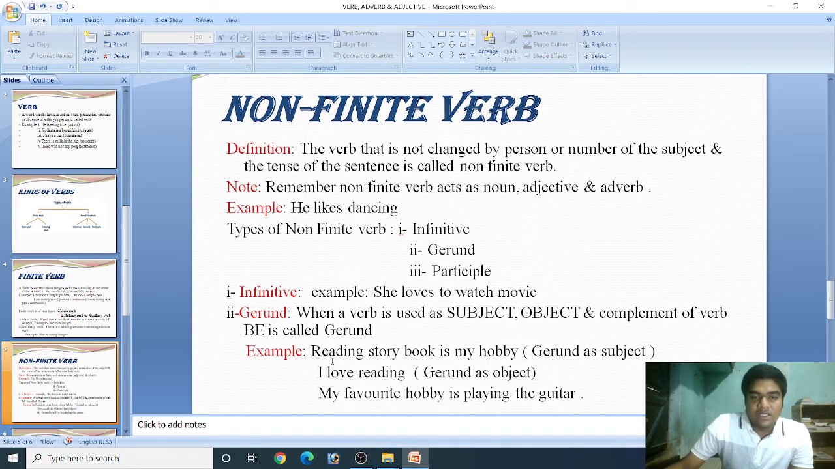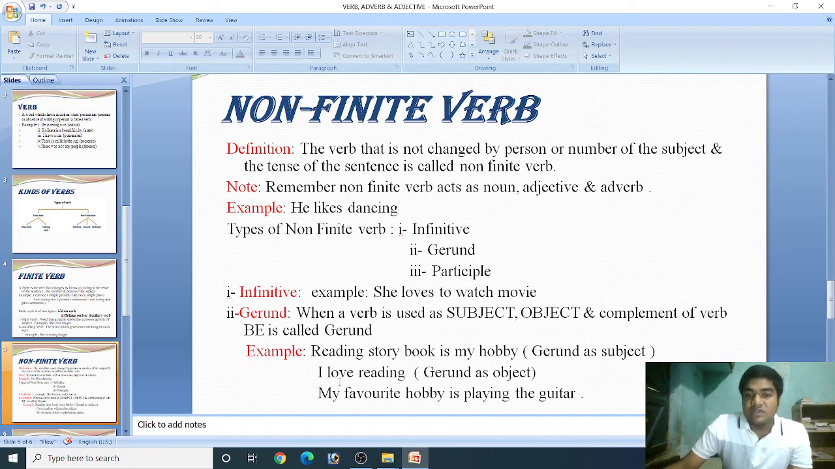The first example is: reading storybook is my hobby. Here reading is the verb, though a non-finite verb, but reading is the subject here, because the sentence starts with this word reading, so it acts as subject. Though it is a subject, it's a non-finite verb. This type of non-finite verb is called gerund, and here gerund is used as subject. And another example is gerund as object.